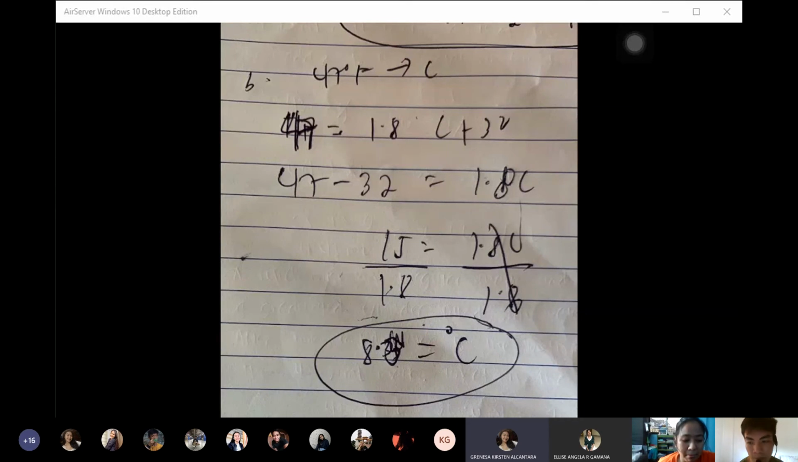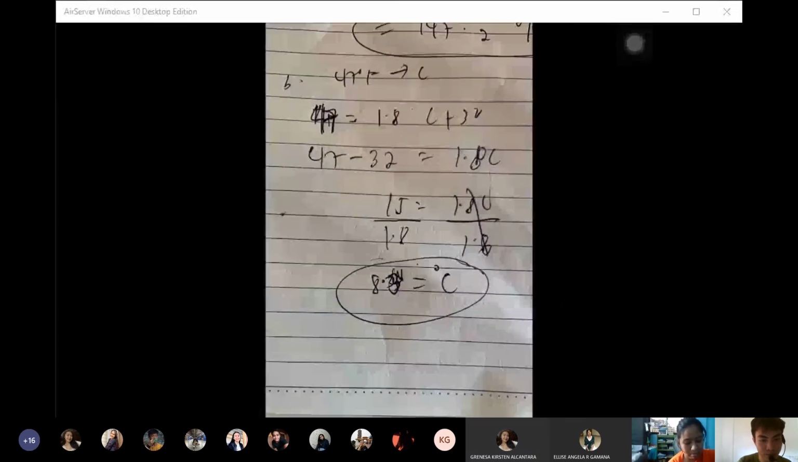And para makuha po yung degree Celsius, yung katabi po na number ng degree Celsius, yun po yung gagamitin natin pan-divide para makuha yung temperature, which is equal to 8.3 degrees Celsius po. Ayan. So, 8.3. Sige. So, two significant figures lang naman, no? So, ganun. So, yun yung way, no?